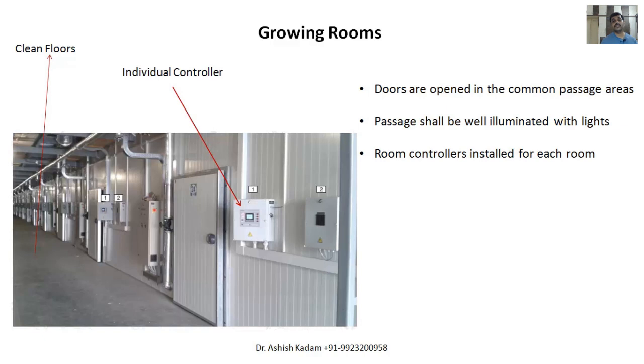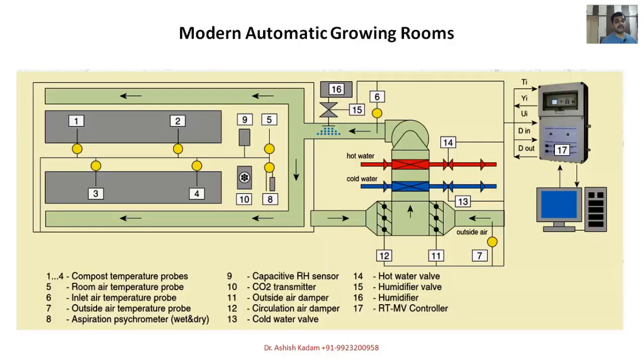So doors are open in the common passage areas. You can see all these doors are opened. The passage shall be well illuminated, so there has to be proper lighting in the passages. Room controllers are installed for each room. You can see how the cabling has been done. You cannot see any loose cables. They are properly routed through the cable trays. You can see the quality of the cable trays, the lighting, the infrastructure, the structure they have built. So many things you can see in this picture. So this is how, if you do it, certainly you get a lot of advantages.